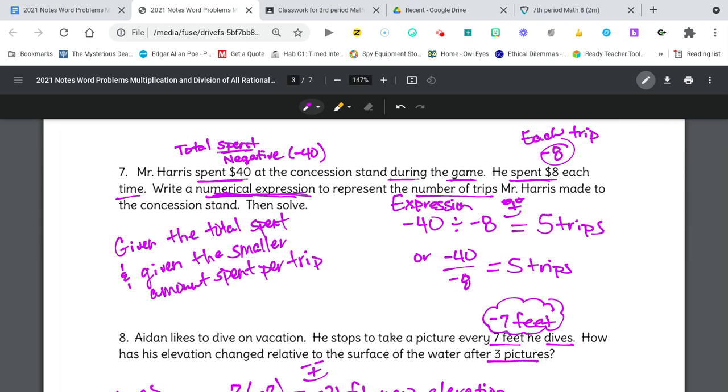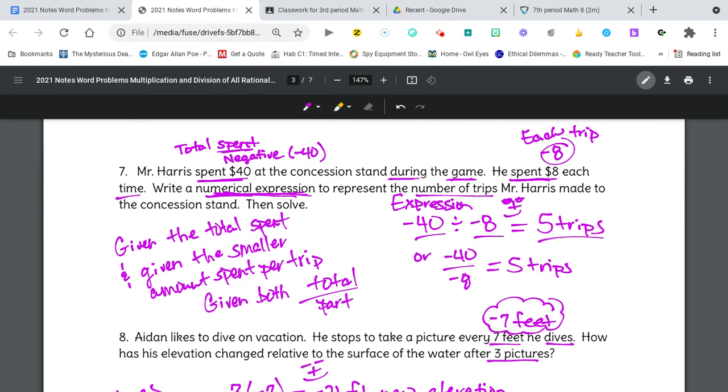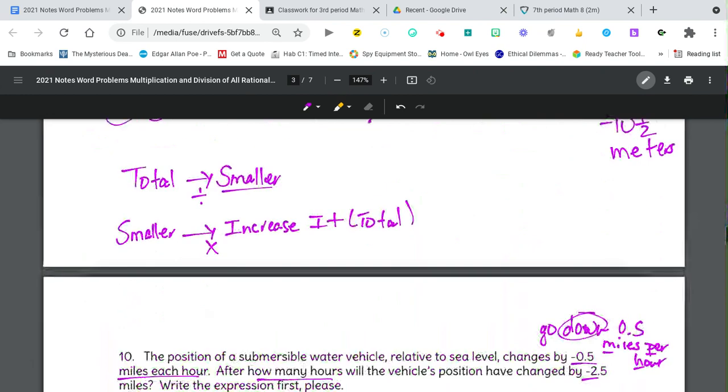So when you're given both, take the total and divide it by the part, okay? That'd be the part each trip. So there's your total, there's your part each trip. It tells you how many trips. So go back and fix number 7 like that, all right? Pause the video and fix it if you need to. Okay, let's go on down.